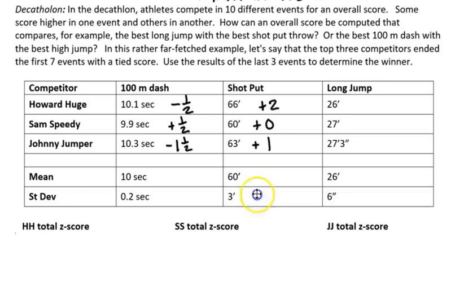In the long jump, our standard deviation is 6 inches, or 1/2 of a foot, and the mean is 26 feet. So here Howard Huge is right at 0 in the standard deviations. Sam Speedy is 1 foot over, which would be 2 standard deviations better. And Johnny Jumper is 2 standard deviations plus 3 inches, so that would actually be 2.5 standard deviations better.